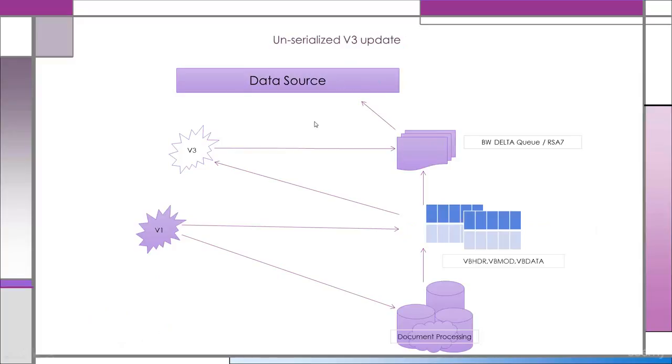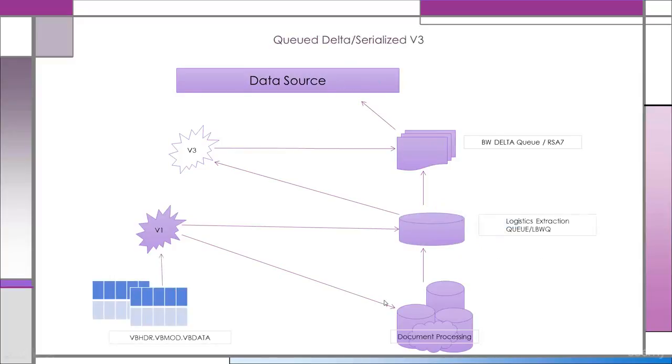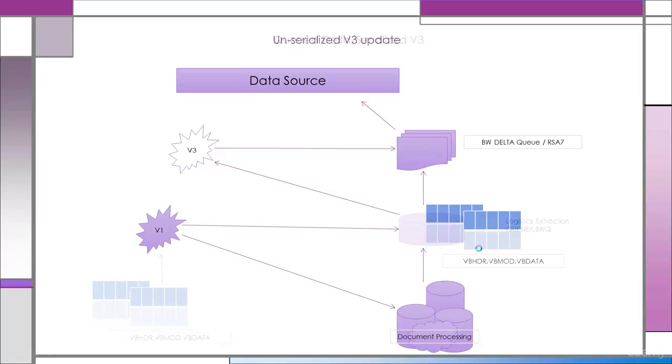Okay, and there is another one called unserialized. Here, in the serialized case, whatever sales order is created is stored in the queue in a serialized manner. You know what serialized means: every time one document is created, it is stored, and then the next document follows in increasing time order. But we also have another one called unserialized V3 update.